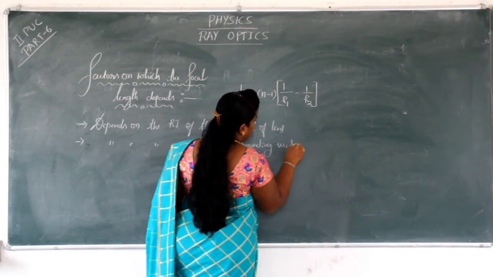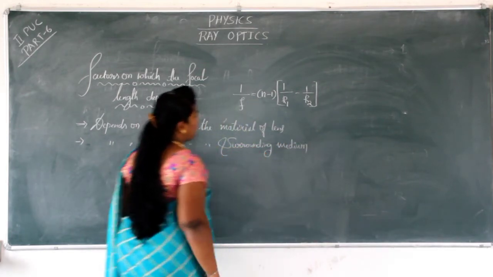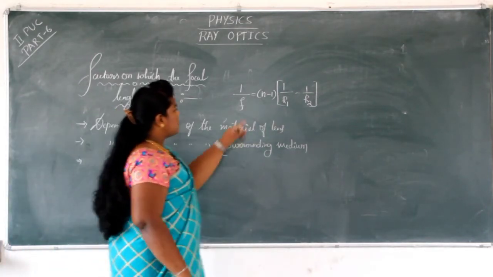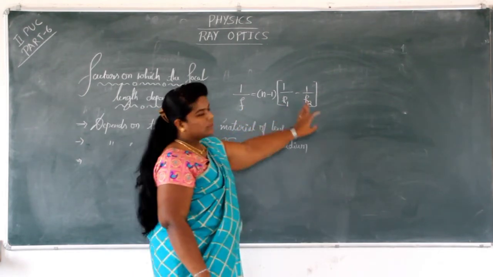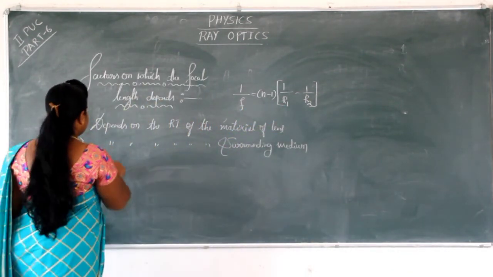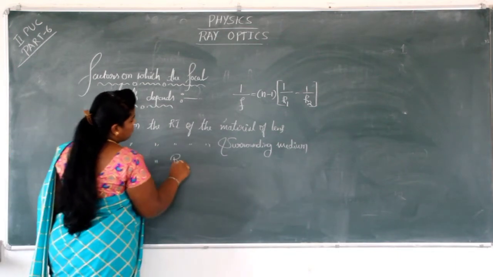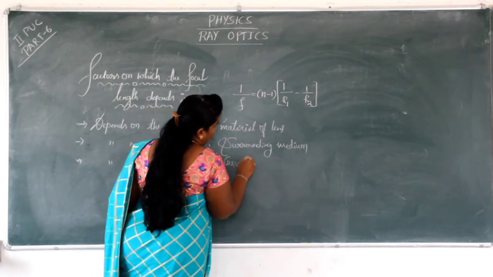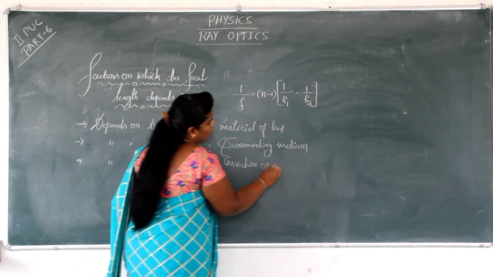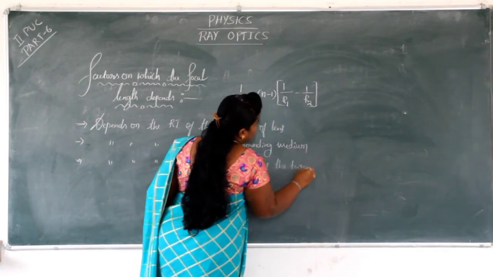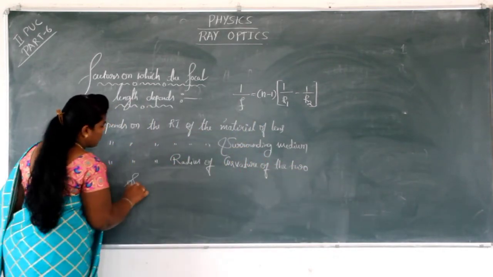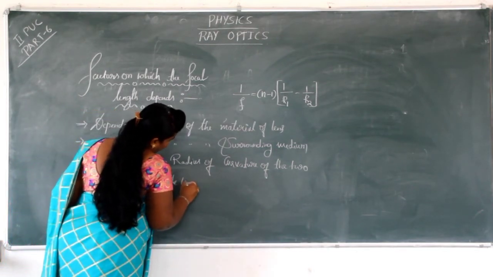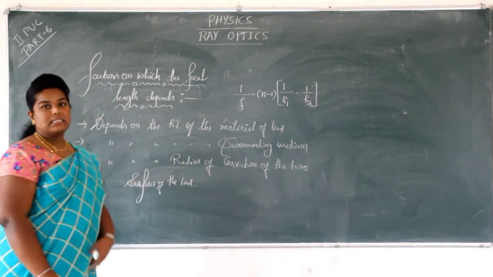The focal length depends on the surrounding medium, whether it may be water, air, or vacuum. It also depends on the radius of curvature of the two surfaces of a lens. So on these factors the focal length depends.